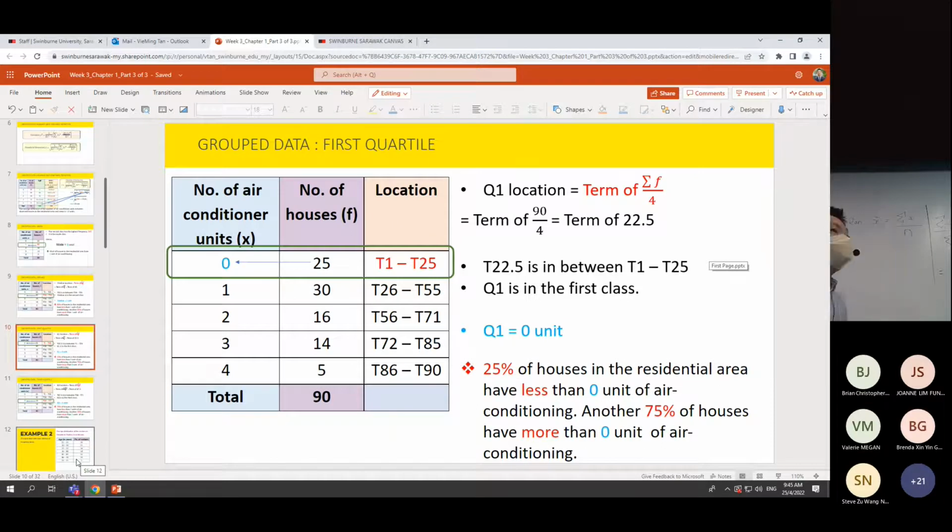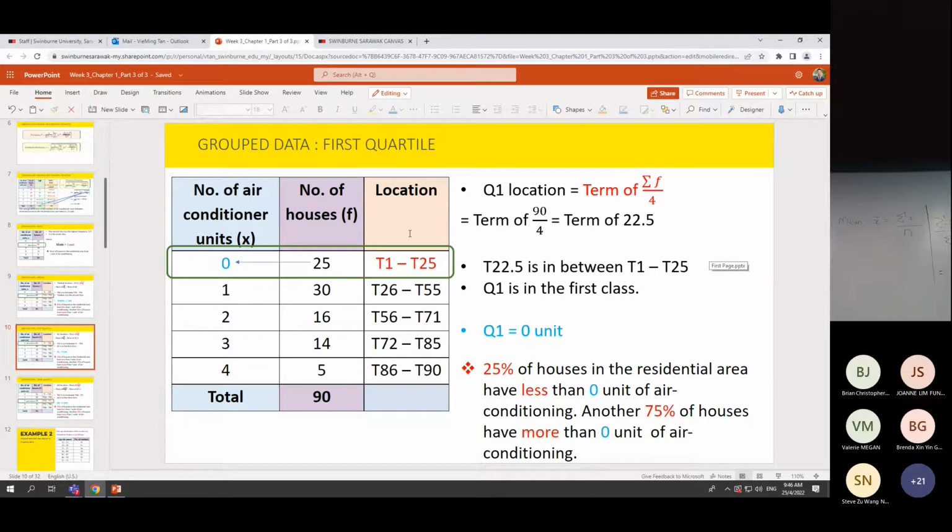First quartile means 25%. So if you want to get the first quartile value, you need to have the location column. Make sure that you already built the location column. Just now, when we were calculating the median value, we already had the location column, so we can use the same column again, based on the frequency values we have. That is our first step.